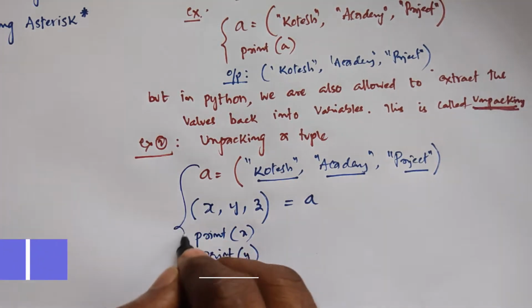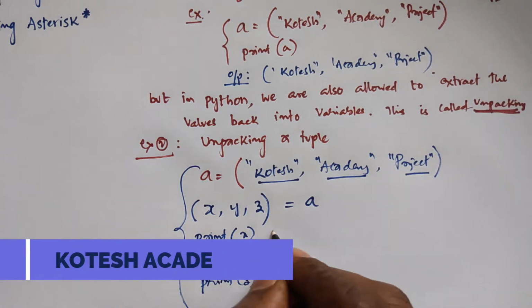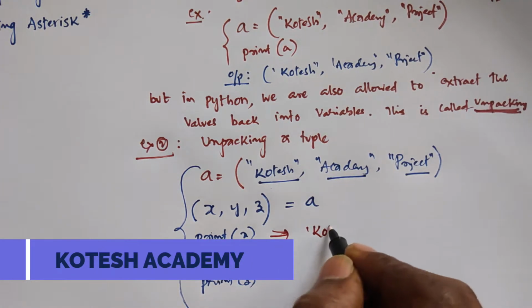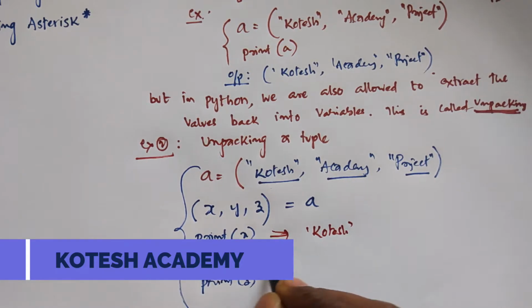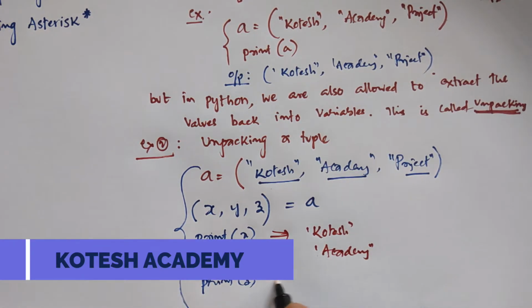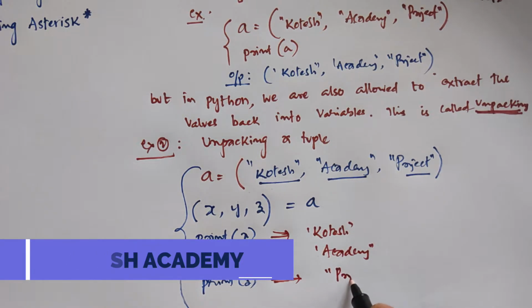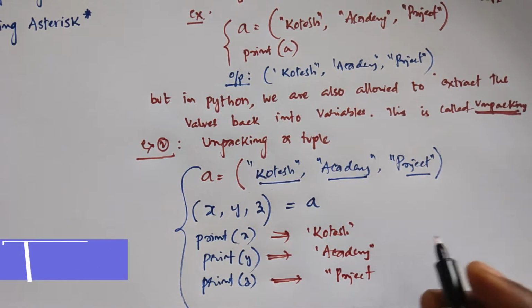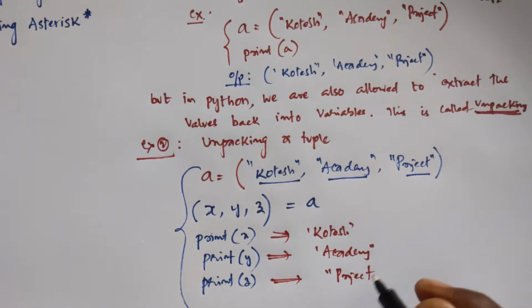After execution of these 5 lines, you will get the x value as cottage, the next y value as academy, and the last one as project. We are converting from packed to unpacked. Like that we will get it. Okay.